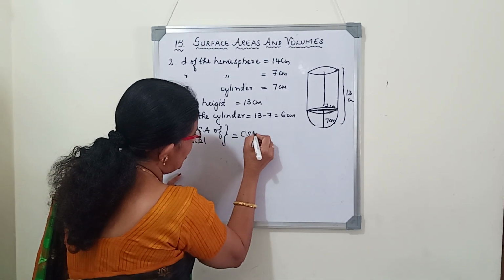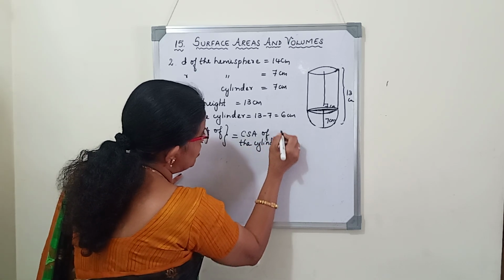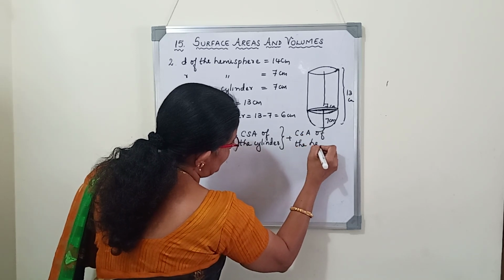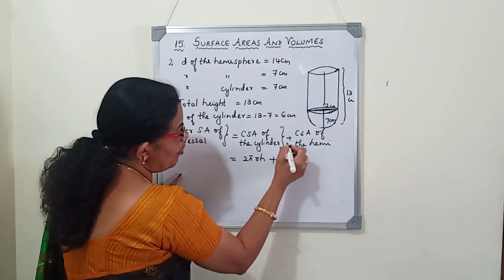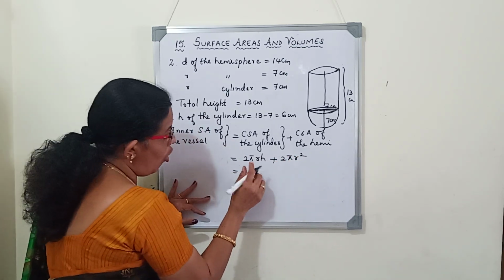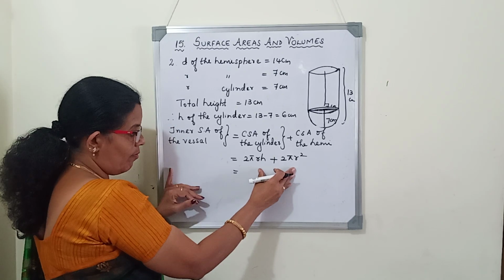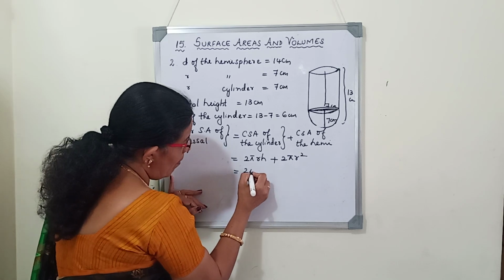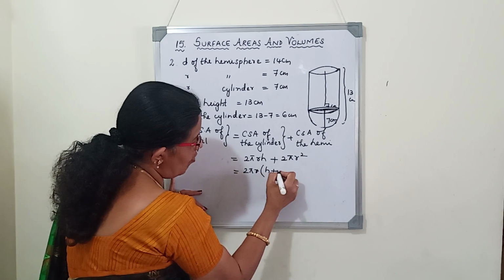So we will write CSA of the cylinder plus CSA of the hemisphere. The CSA of a cylinder, we know the formula is 2 pi r h, and the CSA of a hemisphere is 2 pi r square. After writing this, we will take common because the radius is the same in both cases. Whatever maximum common letters there are, we will take them out, so the calculation will be less for you. So 2 is common, pi is common, 1 r is also common. The remaining letters are h here and 1 r here.